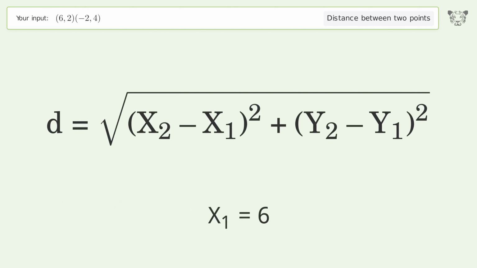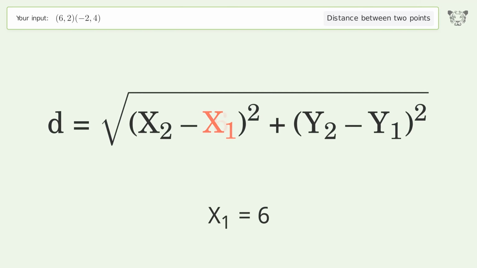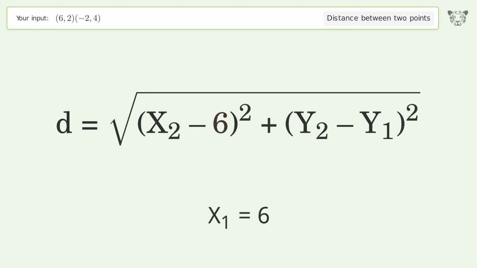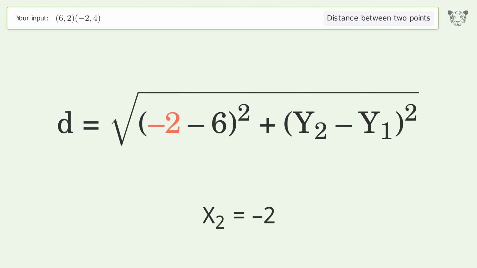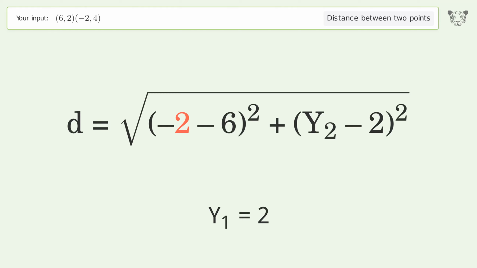x1 equals 6. x2 equals -2. y1 equals 2. y2 equals 4.